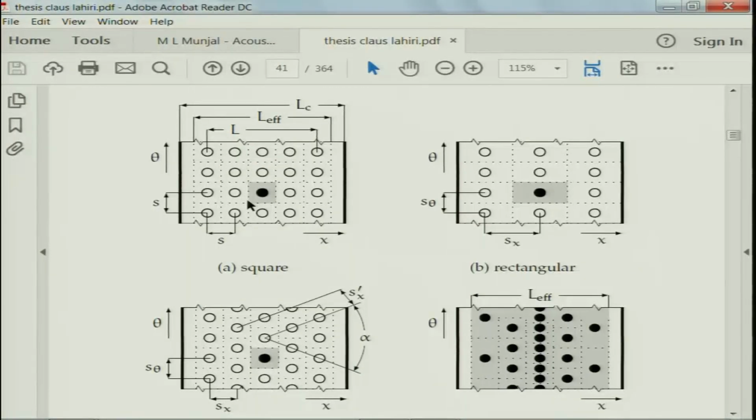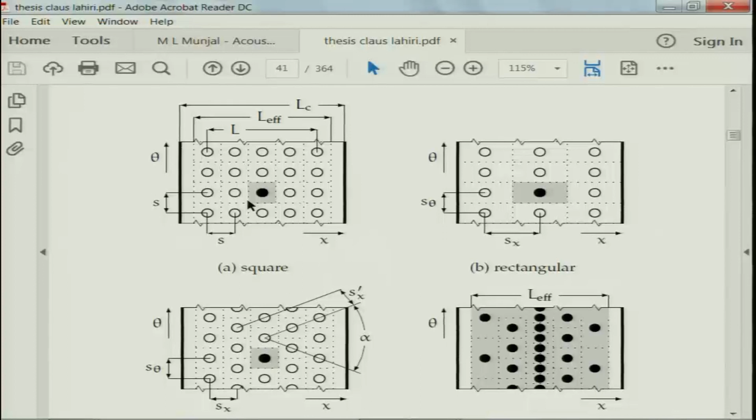Another important thing that one must know before we present the expressions for perforate impedance, because there will be a number of symbols, so it is good to know beforehand what these symbols would mean. These holes can be aligned in different manners. They can be arranged in a square kind of pattern, something like this.